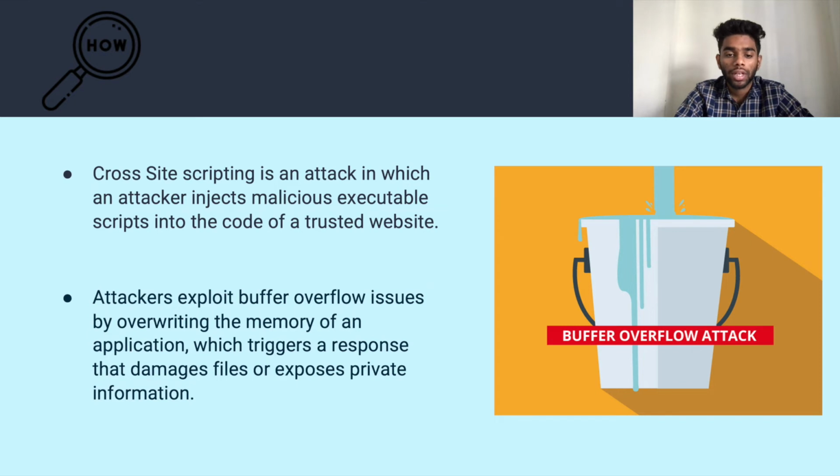And coming to the second attack, the buffer overflow attack. The attackers exploit buffer overflow issues by overwriting the memory of an application which is currently used by the user. This changes the execution path of the program, which triggers a response that damages files or exposes private information. For example, an attacker may introduce some extra code, sending new instructions to the application to gain access to IT systems used by the company or the users.